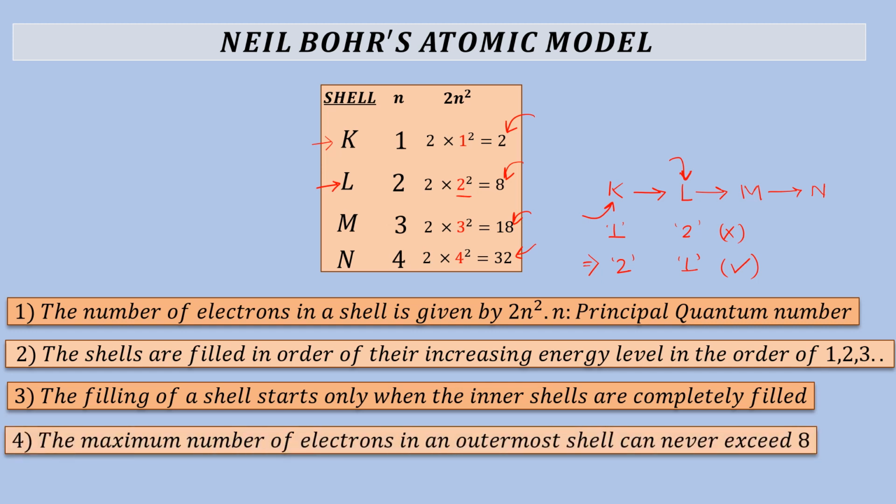And the final rule says the maximum number of electrons in an outermost shell can never exceed 8. So we will understand this rule with the help of an example. So let us take some examples in order to understand the rules proposed by Niels Bohr to write the electronic configuration of an atom.